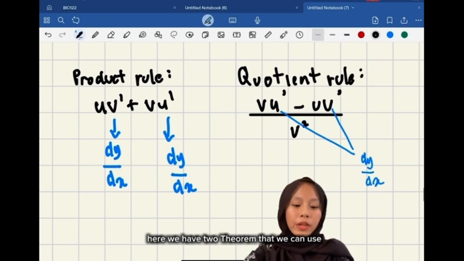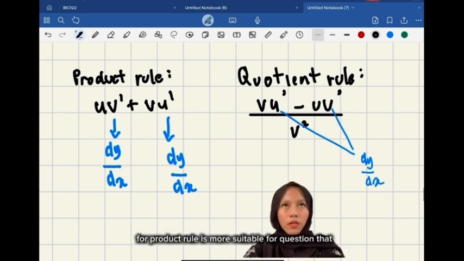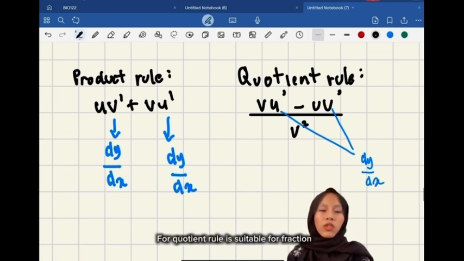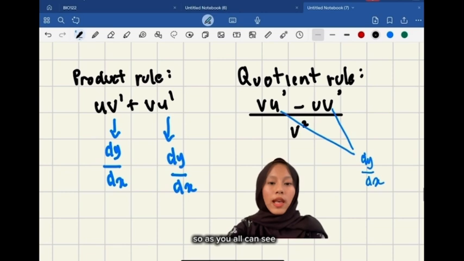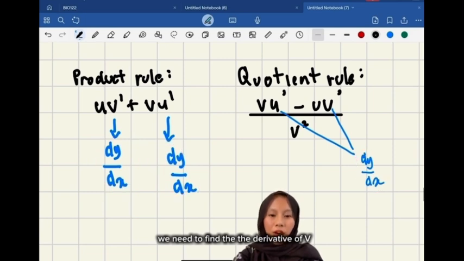Here we have two rules that we can use in this question: the product rule and the quotient rule. The product rule is more suitable for questions that have two different functions multiplied, while the quotient rule is suitable for a fraction where the denominator and numerator are different functions. As you can see, the formula for the product rule is u v prime plus v u prime. To find the prime, for example v prime, we need to find the derivative of v.